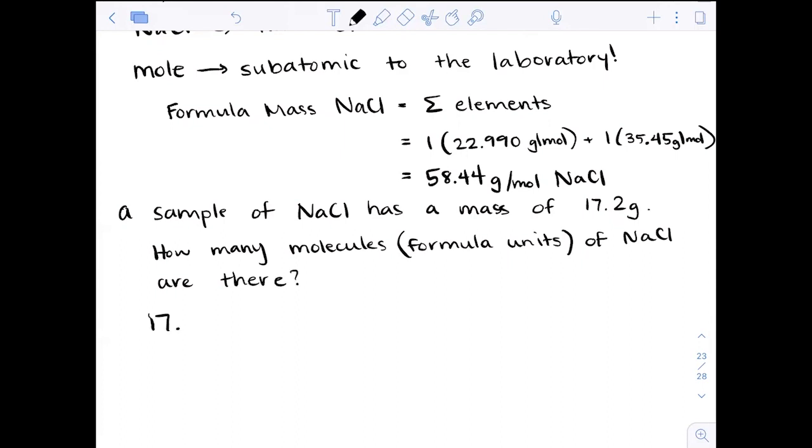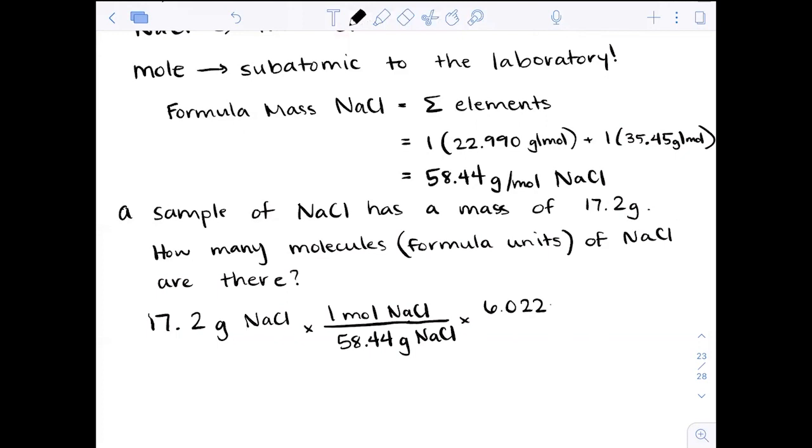Just like we used before, mass can be converted to moles. What we are going to use to convert to moles is our molar mass, our summed up, our additive formula mass. And then we can use Avogadro's number just like before.